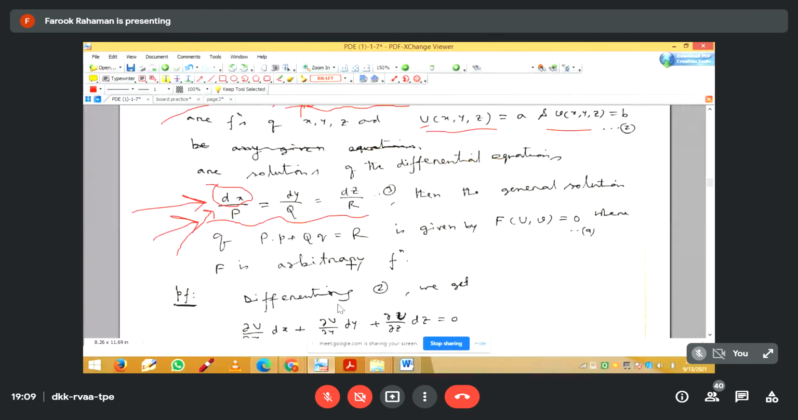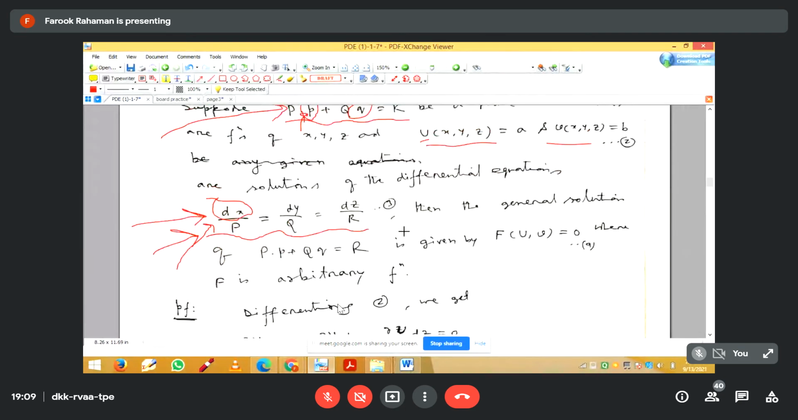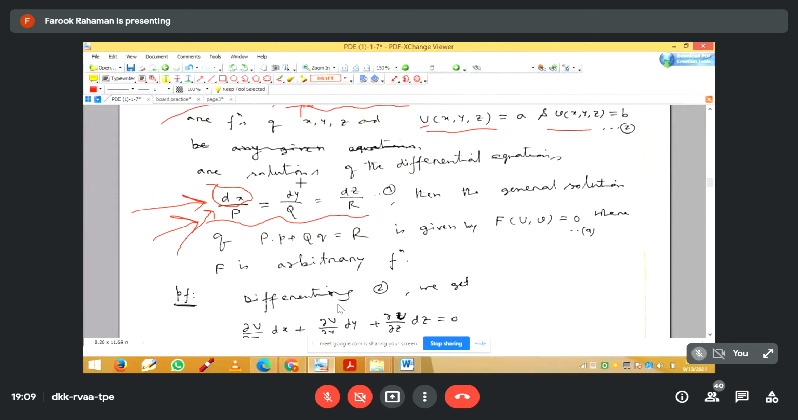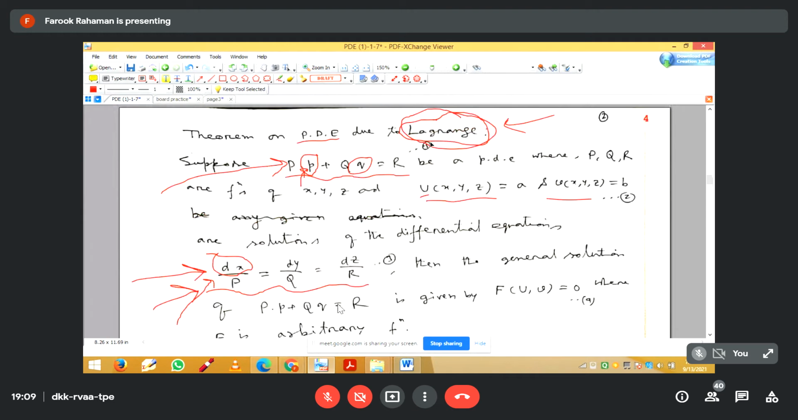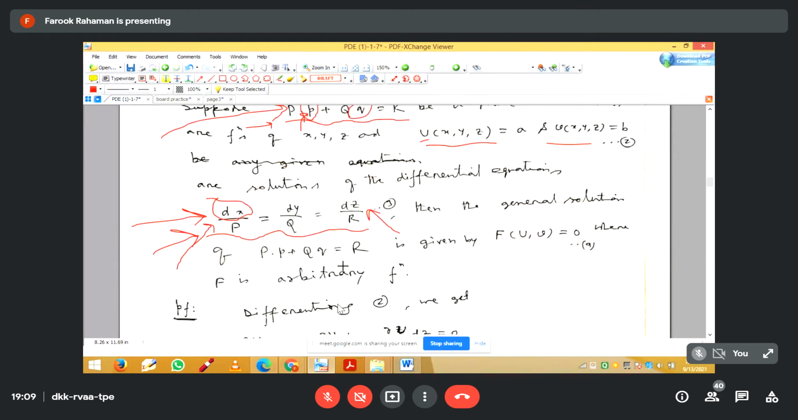Now to prove it. How to prove this type of equation? That means the solutions of this partial differential equation are the solutions of this equation. This equation is known as the subsidiary equation. Just remember the term subsidiary equations. Okay. Now how to prove it?